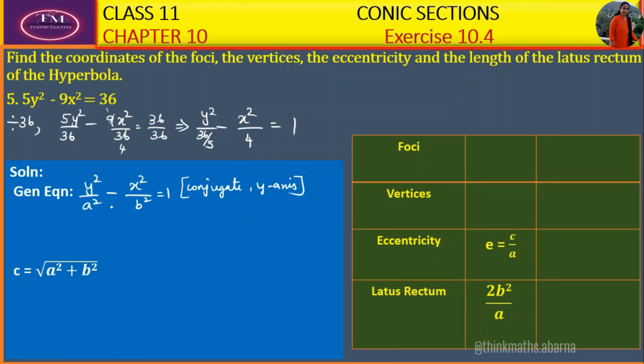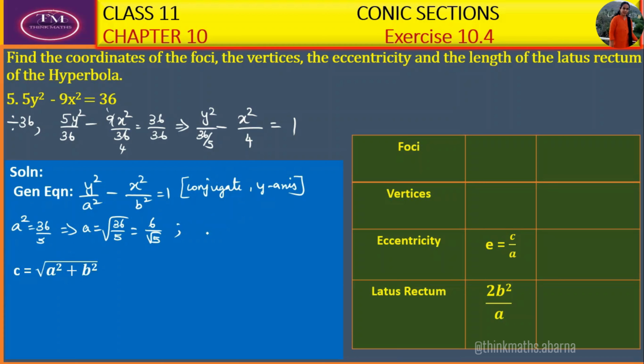Now comparing the given equation and the general equation, we find a square equal to 36 by 5. So a will be equal to square root of 36 by 5. Square root of 36 is a perfect square, so it is 6. 5 is not a perfect square, so it is root 5.